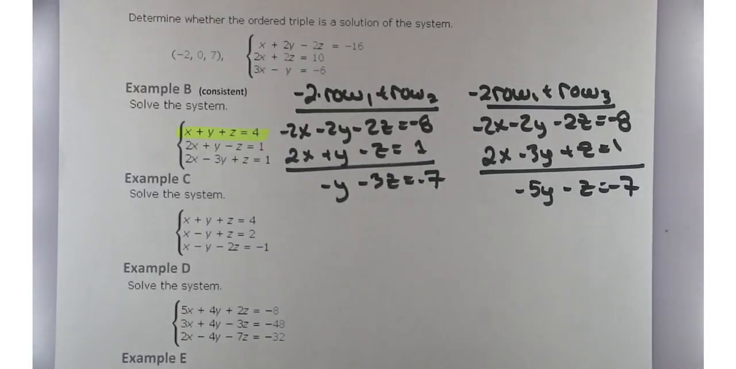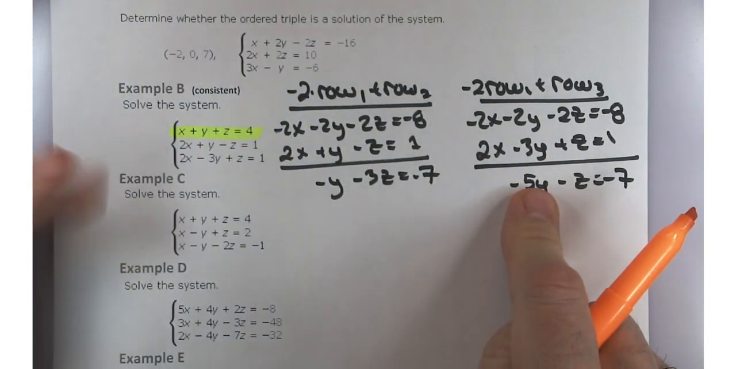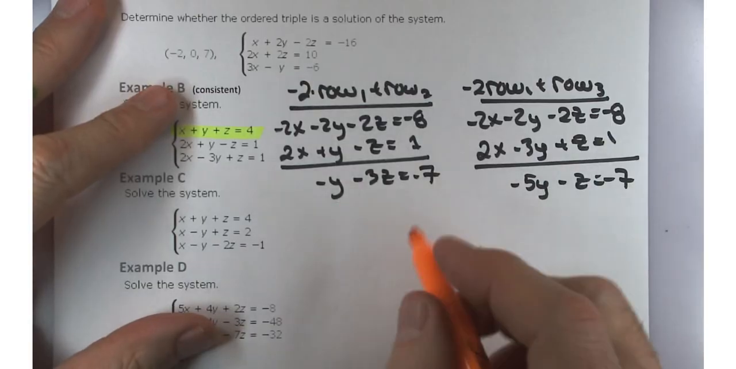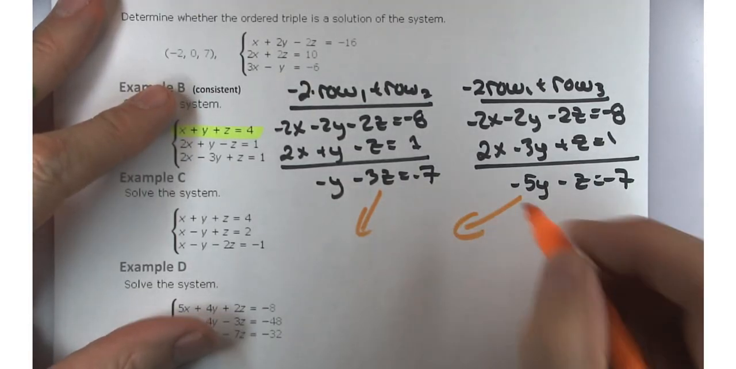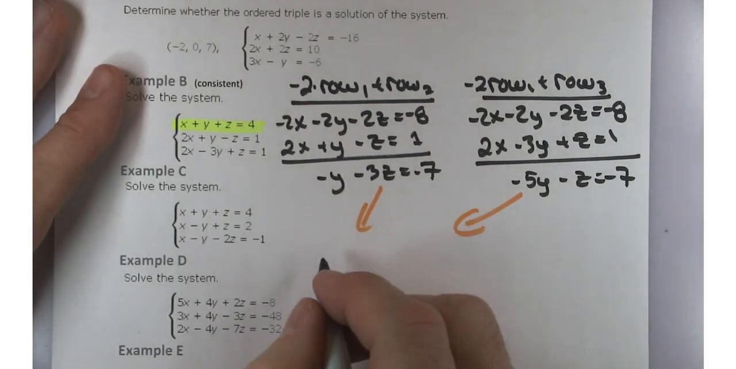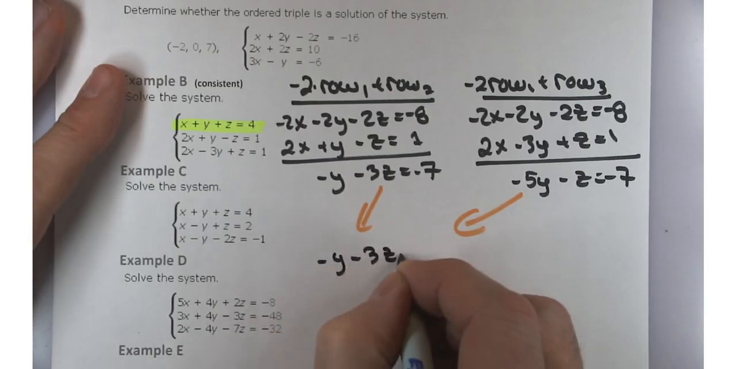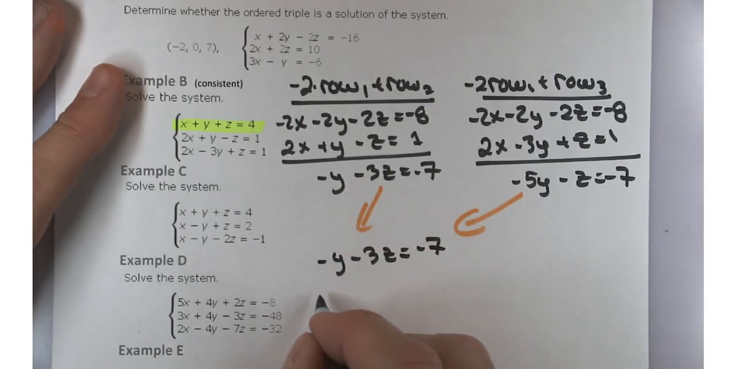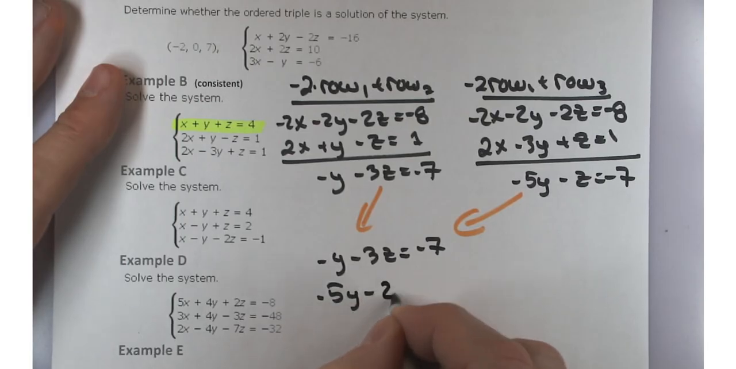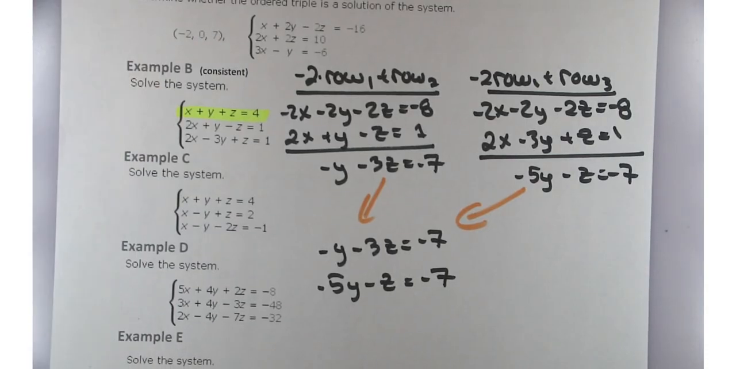The big thing to notice is that I got rid of the x from both of these equations. This is now reduced down to something that we solved last week. Well, actually 2 weeks ago, because it was before our Thanksgiving break. Negative y minus 3z equals negative 7. Negative 5y minus z equals negative 7 again. Here's your 2x2 system of equations. Feel free to solve this any way you want.